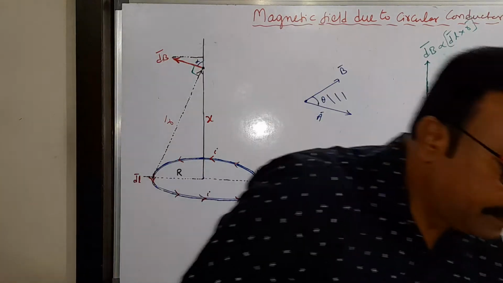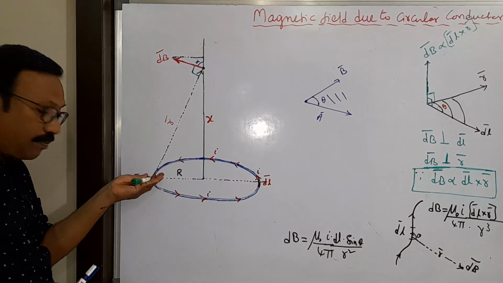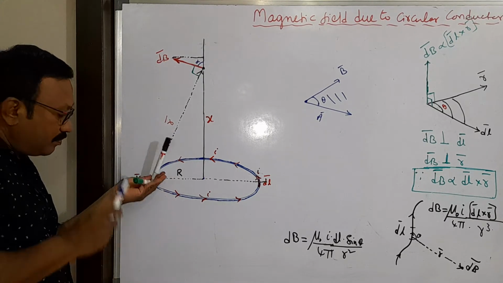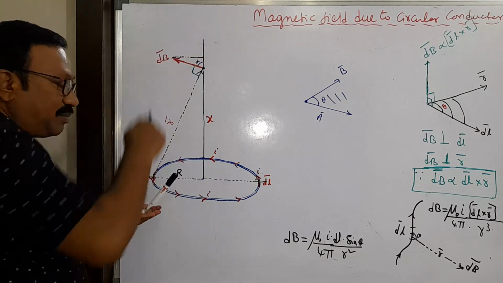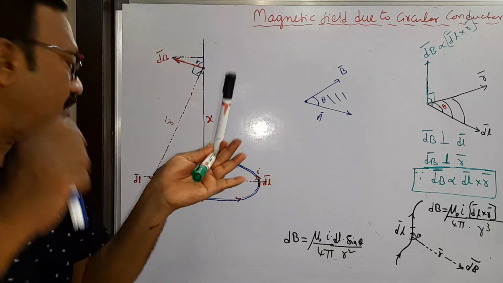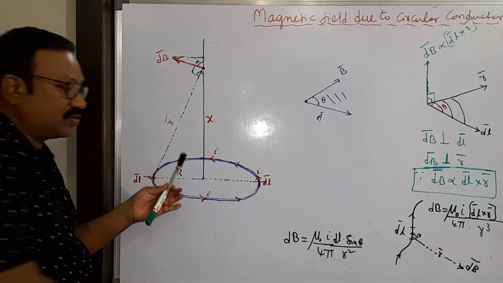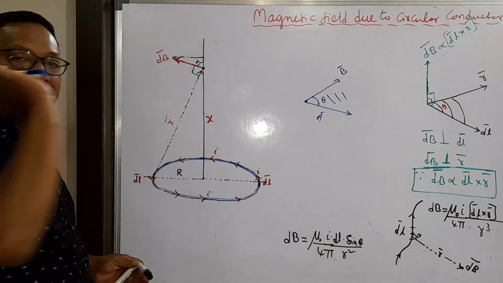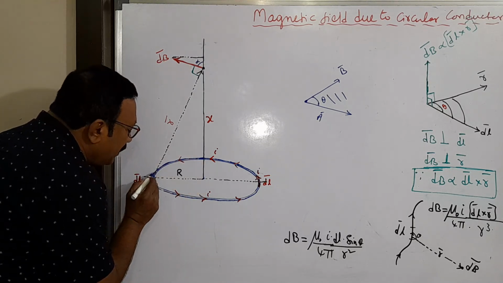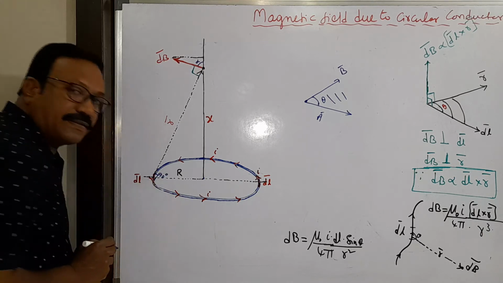Okay? So angle between, this is dl bar coming out, this is r bar, small r. What is the angle here? 90 degrees. Always 90 degrees. Whatever the position it may be, this is always 90. So this theta must be taken as 90 degrees. Right. So angle between this dl and r bar is 90 degrees.